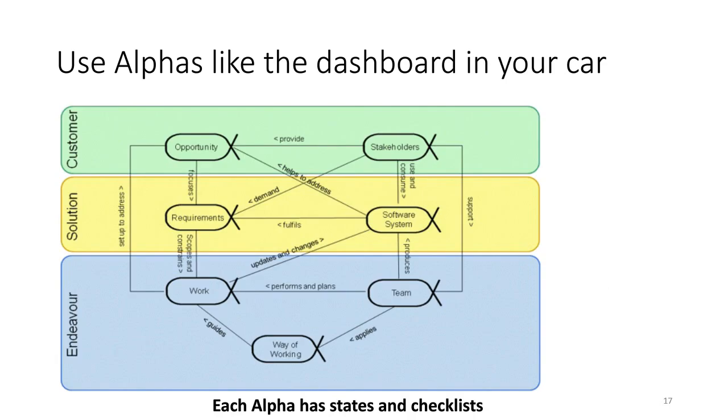So I like to start when explaining the model by saying one way to use the alphas, like the dashboard in your car, they're indicators of progress and health. So let's start in the upper right corner of this diagram. There are always stakeholders. Stakeholders are the people, groups, or organizations that affect or are affected by a software system. There is always a software system. A software system is a system made up of software, hardware, and data that derives its primary value by the execution of the software. I'm now giving you the formal OMG definitions.